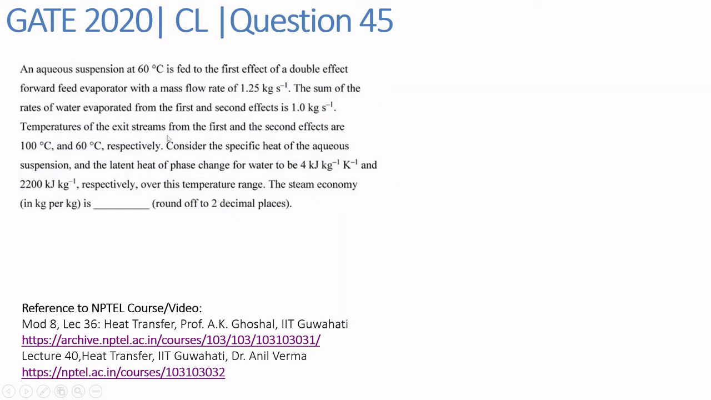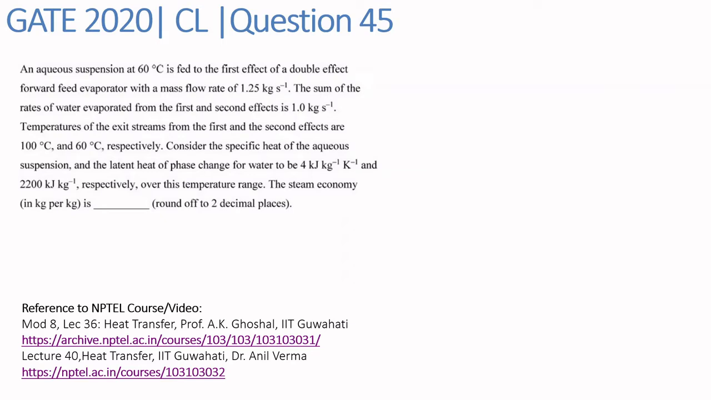Temperature of the exit streams from the first and the second effects are 100 degrees Celsius and 60 degrees Celsius respectively. Consider the specific heat of the aqueous suspension and the latent heat of phase change for water to be 4 kJ per kg per Kelvin and 2200 kJ per kg respectively over this temperature range. The steam economy in kg per kg is given by, rounded up to 2 decimal places.